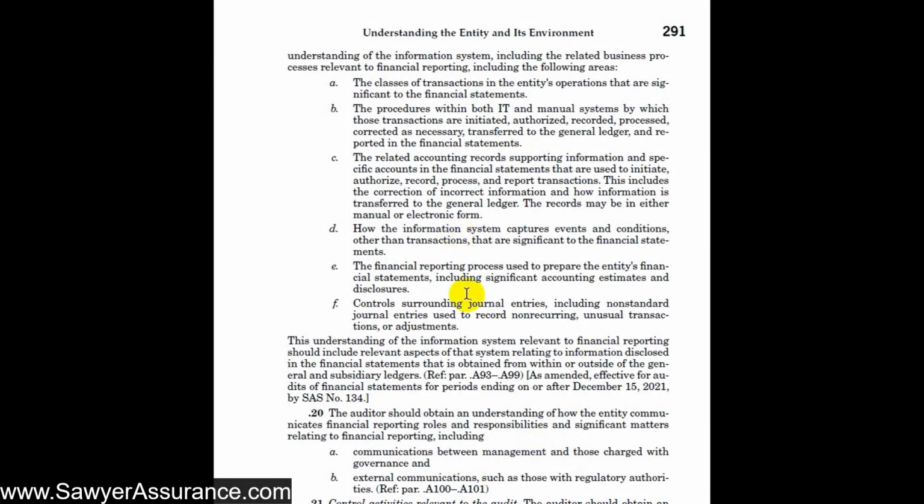So basically, we want to gain an understanding, start to finish, of how the information gets from the transaction or any other event and into the financial statements or other reports, and eventually into the hands of management or those charged with governance. So we want to understand that entire process. And we've got some explanatory material here, section A93 through 101. So let's go down to that section and see how it can add to this.